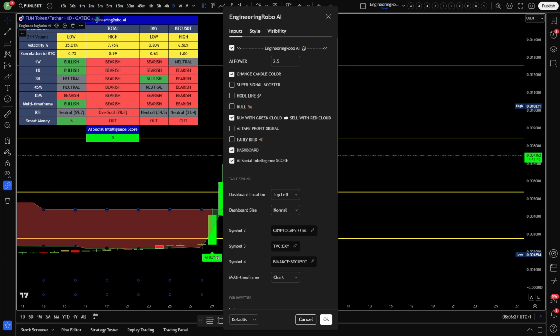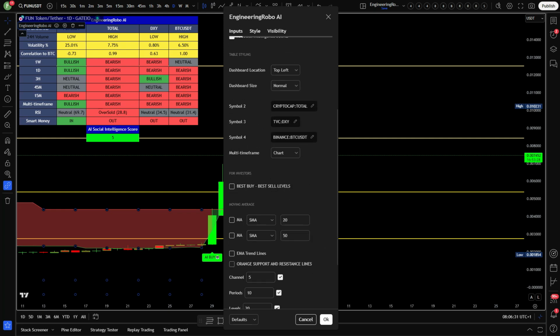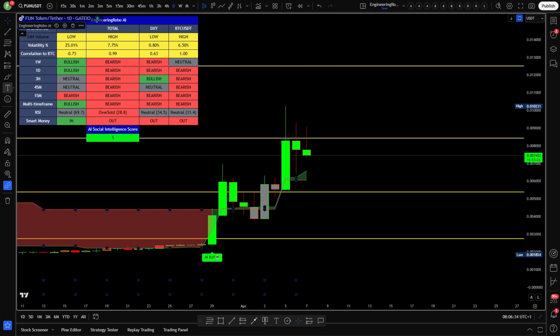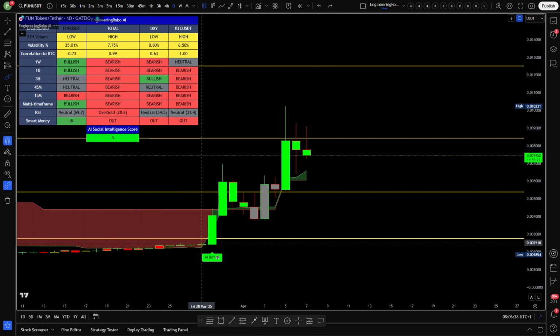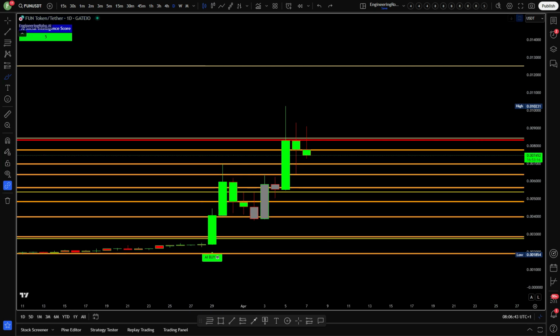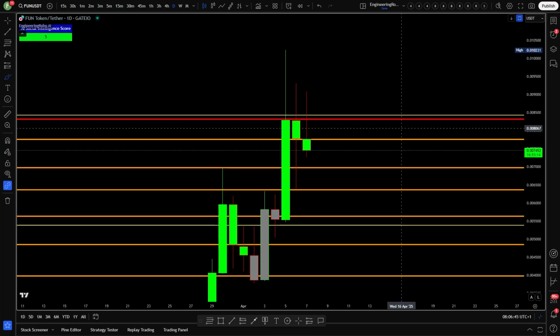Now that we've looked at the cloud, I'm going to switch the cloud off and I will bring in the orange support and resistance lines. So high intelligence score, we always want to see a healthy, green, positive, high intelligence score. This means that there's still great sentiment across the market.